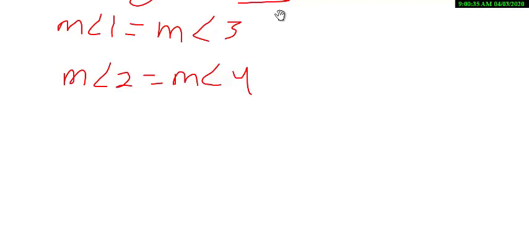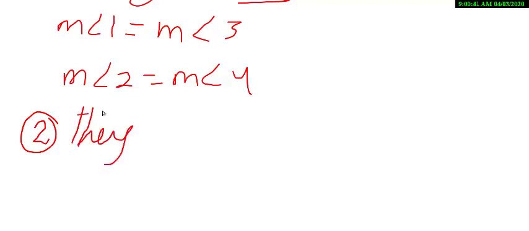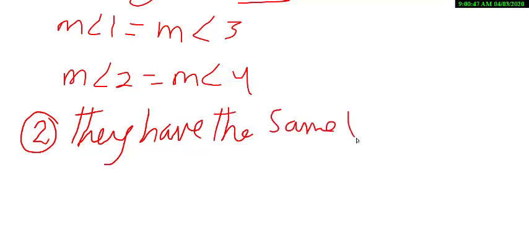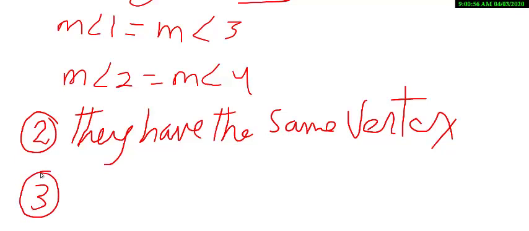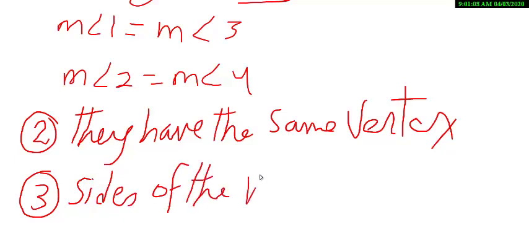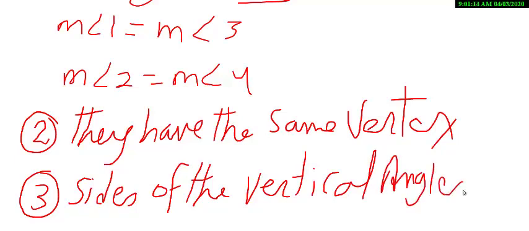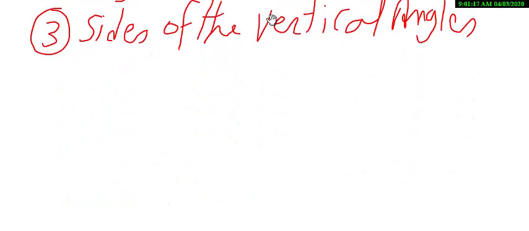Number 2, they have the same vertex, which is M. And number 3, sides of the vertical angles are opposite rays, and this is very important. Sides of the vertical angles are opposite rays.